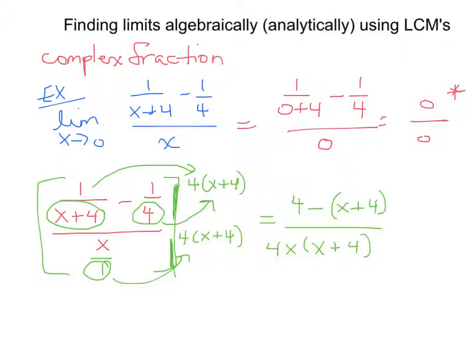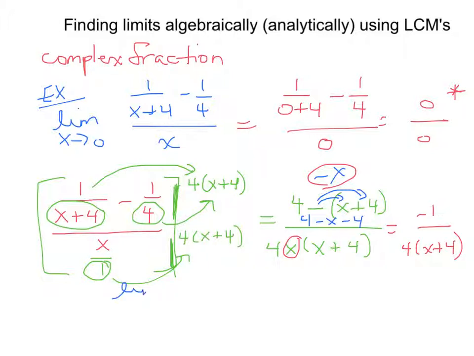What I will do is look at my numerator and distribute this negative sign. So that's going to give me 4 minus x minus 4. Those 4's are going to go away, and I'm really just left with minus x. Now I notice that I have the same thing in the numerator as I do in the denominator, so I can simplify this to negative 1 over 4 times x plus 4. Now I can find my limit.